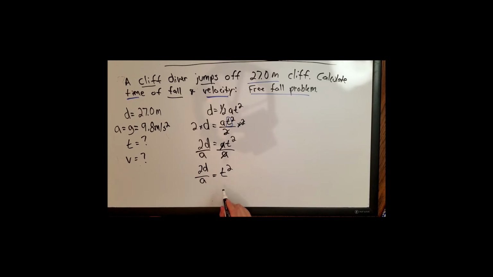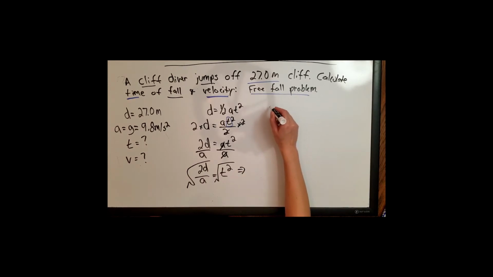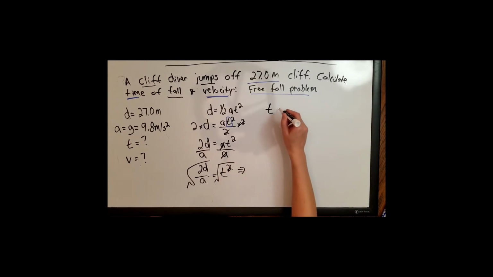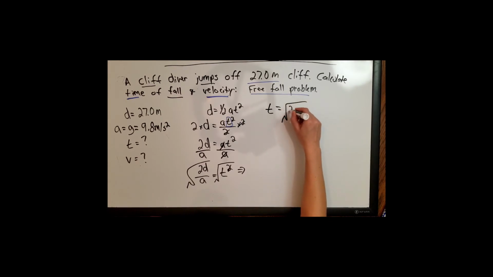t isn't by itself yet, it's squared. So to get rid of that square, what can we do? Take the square root. That's going to give me t by itself, because that square root is going to cancel out the squared sign. It's going to be t equals the square root of 2d over a.